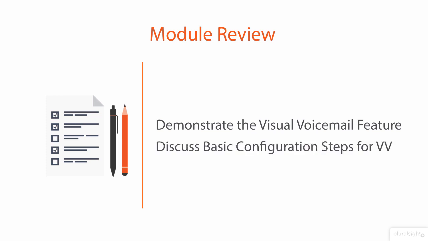But we went through basic configuration steps in Unity Connection for the visual voicemail feature. Again, I showed you how easy this is to set up. Make sure LDAP's set up. Make sure that you turn on the single inbox and IMAP capabilities, and you're golden. This thing will just work for you right out of the box.